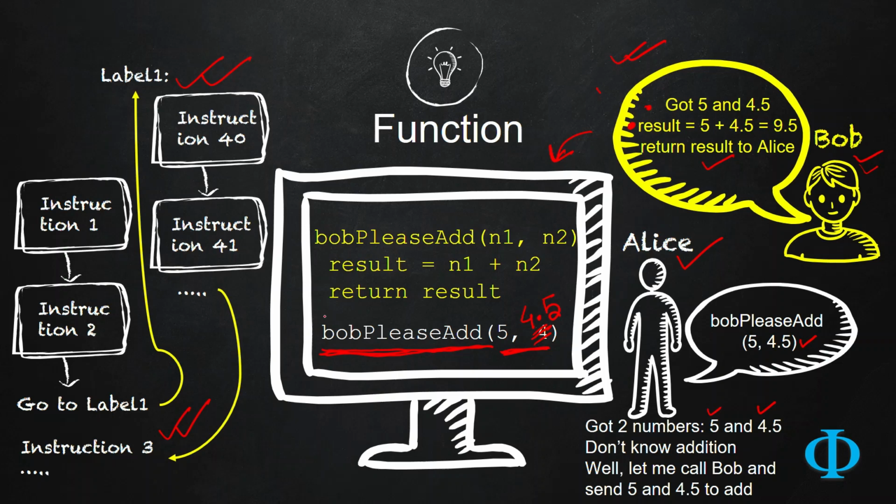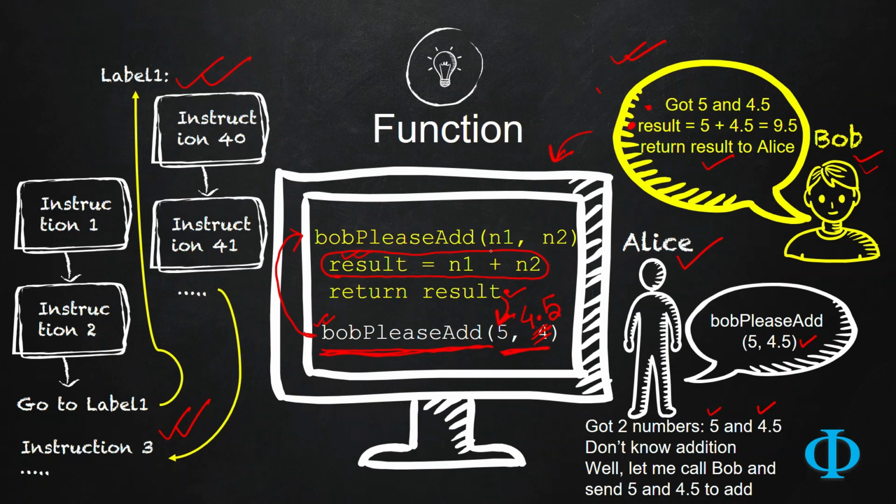Now whenever this Bob please add function is called, the program directly goes to this Bob please add function. It locates where it is written, and inside this Bob please add, it basically adds these two numbers and stores the number in a variable called result, and finally returns the result back to where it had been called from. So it will directly come back in here.